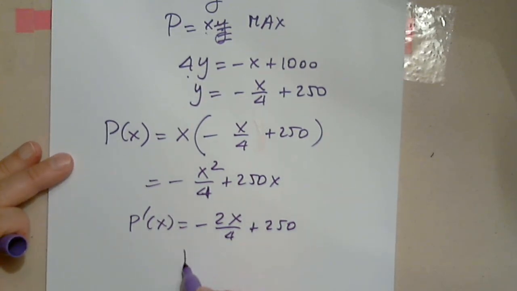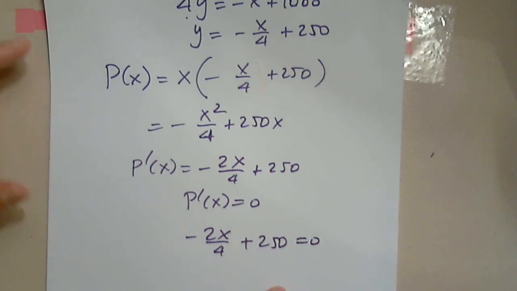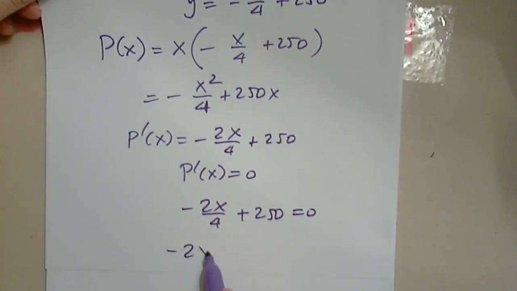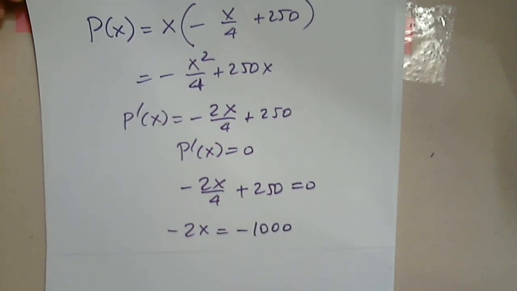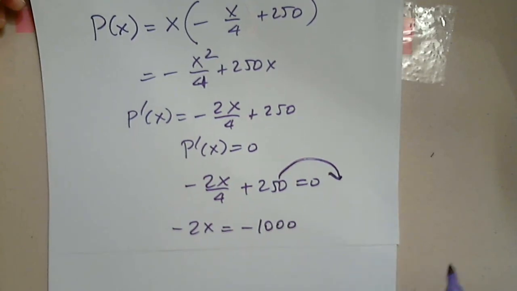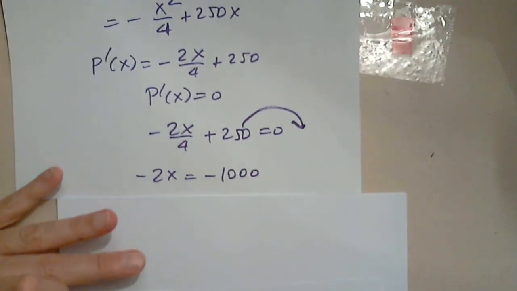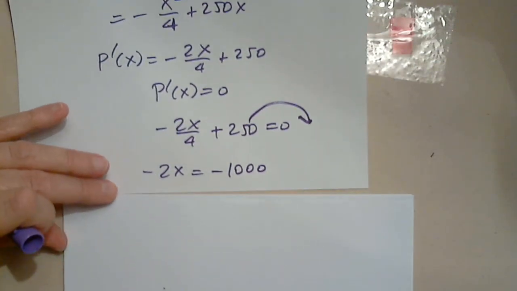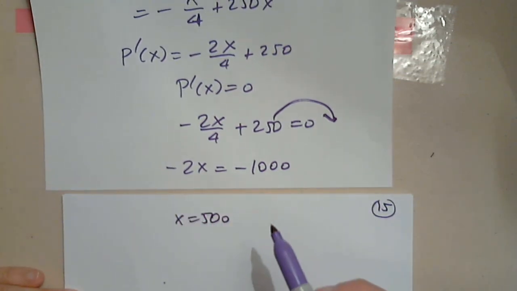Critical numbers, only when p prime equals 0. Nothing else is possible here. Then negative 2x over 4 plus 250 equals 0, or negative 2x equals negative 1000. I multiply both sides by 4, and I also moved 250 to the other side, so x equals 500. And this is one positive integer.